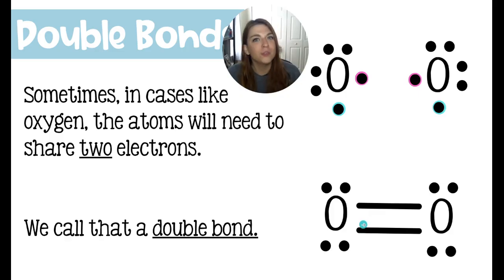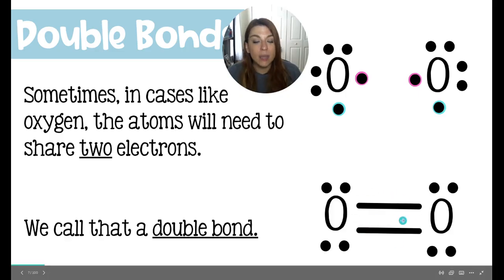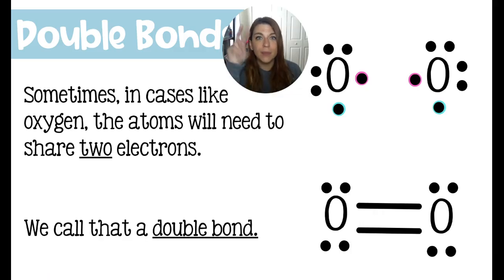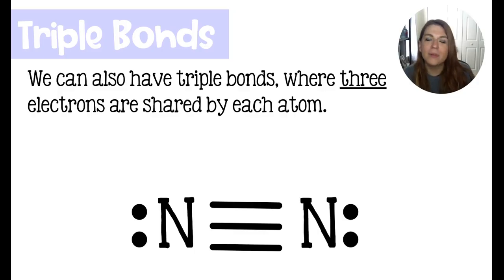I'll share 2 with you if you share 2 with me. This is a double bond, which in total is 4 electrons, 2 from me and 2 from you. And now we're up to the triple bond.